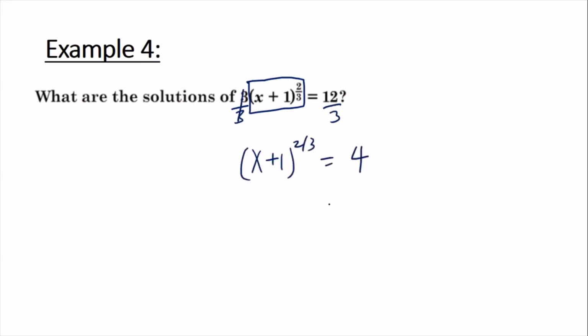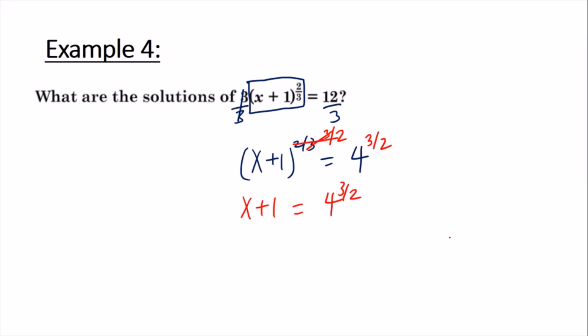The next thing it said to do is to find the reciprocal of the exponent. So the reciprocal of 2/3 is 3/2. I see where he was going. And what I do to one side, I do to the other. This is going to cancel this side out, and I'm left with x plus 1 equals 4 to the 3/2.